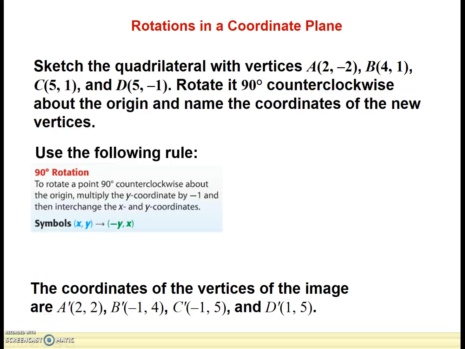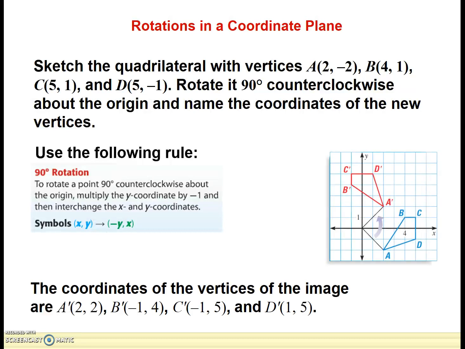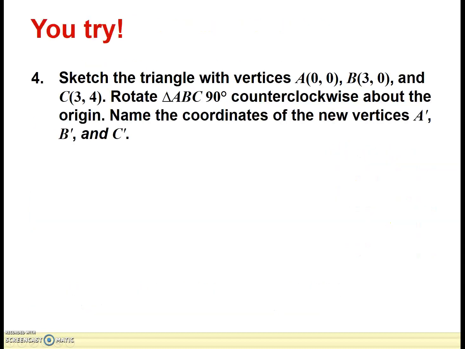So again, you see all the y values changed in sign, and we switch spots with the x and the y. And if I wanted, I could graph this. Here would be the original image, and when I do that 90 degree rotation counterclockwise, here's my new picture. Okay, how about you give this one a try? Go ahead and hit the pause button and try this one out. We're doing 90 degree counterclockwise.